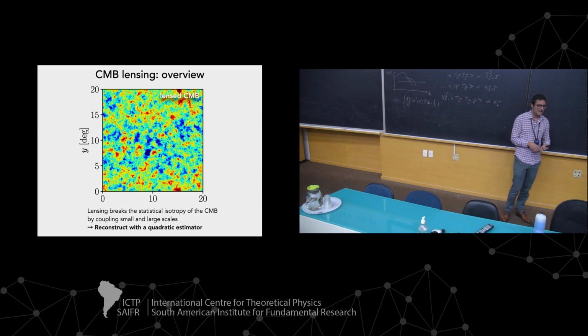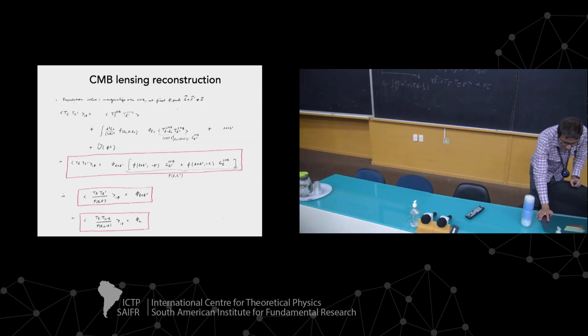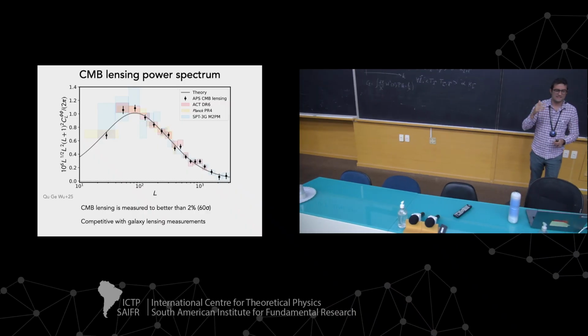For Simons Observatory, I think it's borderline. You will have some improvement, I think enough that it's worth doing, but not enough that it will make the quadratic estimator obsolete. Yeah, thanks a lot. Okay, so I'll skip through that CMB lensing reconstruction derivation, and I'll just show you the state of the art for measurements of CMB lensing. Yes, question?